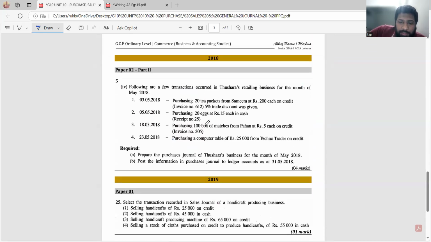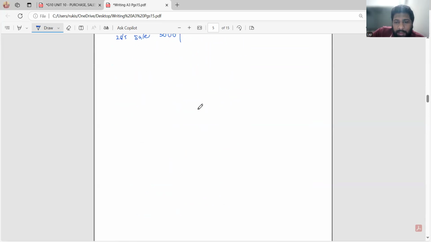So let's do the 2018 one. Prepare the purchase journal of the Tusharas business for the month of May. Post the information of the purchase journal to the ledger account. So let's prepare the purchase journal first.